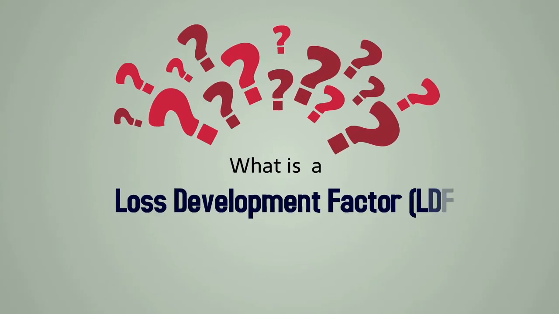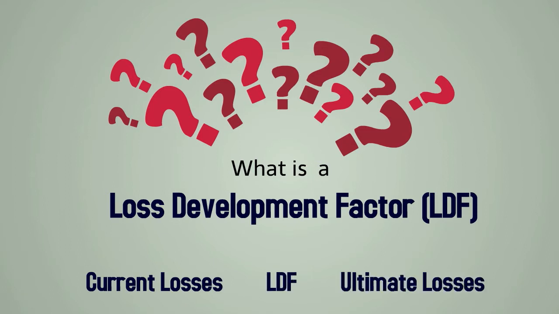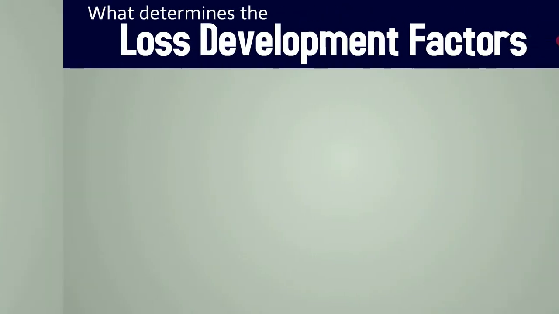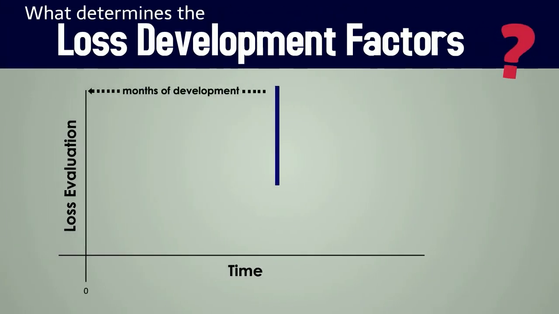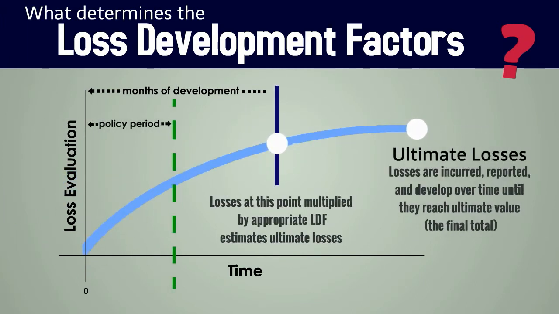A loss development factor is a factor or a number that an actuary applies to current losses to estimate ultimate losses. Current losses times LDF equals ultimate losses. The ultimate cost of claims is not known for several years after the close of the policy period. LDFs are used to project additional cost associated with claims from each period. This quantifies late developing claims and losses that are reported late. These are called incurred but not reported losses, or IBNR.